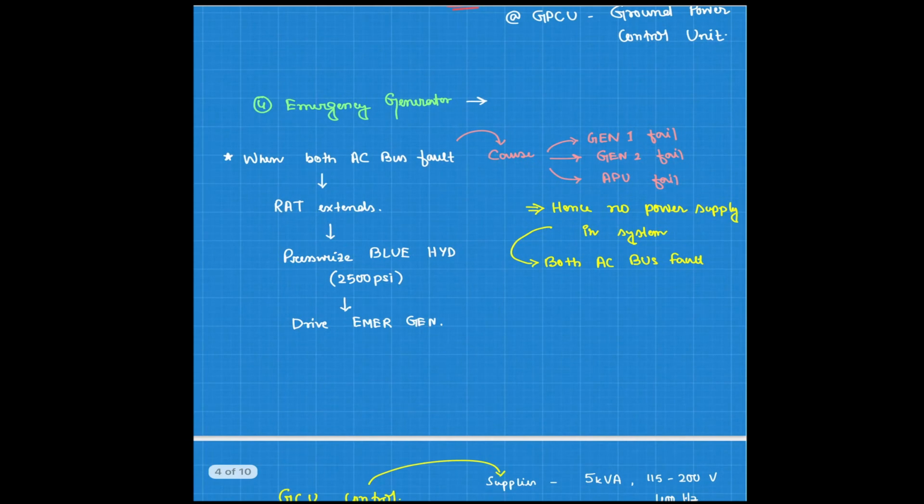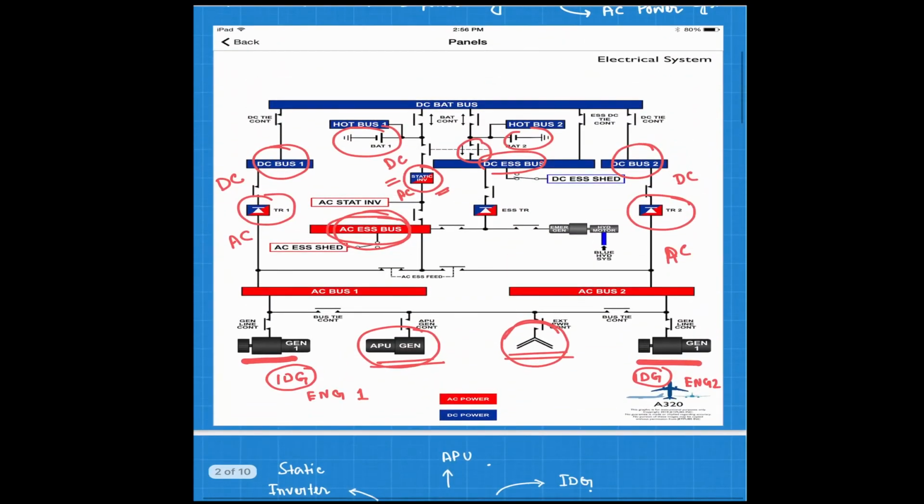Now the emergency generator. What is the emergency generator actually? The emergency generator is a generator which is driven by the blue hydraulic system. Let's go to that picture again, and say that generator 1 is faulty and generator 2 is faulty. Somehow assume that both the engines have failed and the APU has also failed. You're in the air. What happens? There is no supply in AC bus 1 and AC bus 2, so there is no electricity actually.